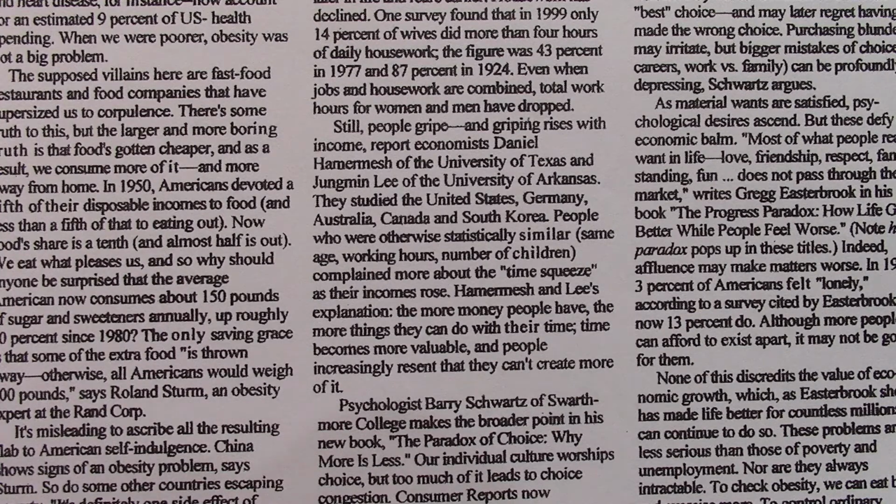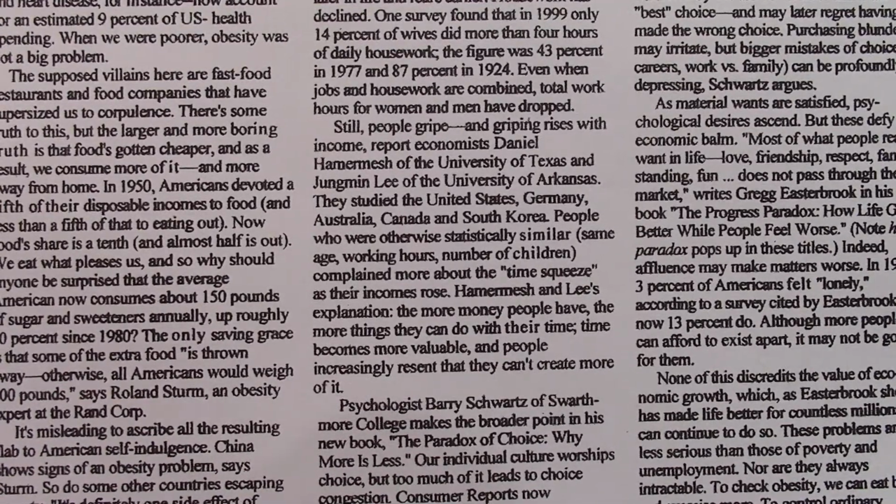So the whole first column, the first part we read, was all about obesity as a problem. In this column, we've already got two paragraphs that deal with this thing called time squeeze, which you need to figure out what he means by. Okay, so is this making sense?